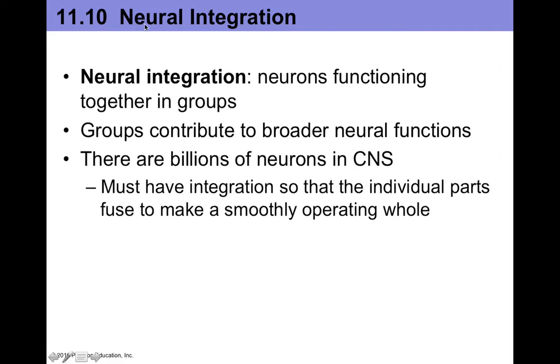Okay, in this video we're going to talk about neural integration. Integration refers to neurons functioning together in groups, and these groups can contribute to broader neural functions. Of the billions of neurons we find in our central nervous system, a lot of these need to integrate information in ways that allow for a nice, smooth, and coordinated response.